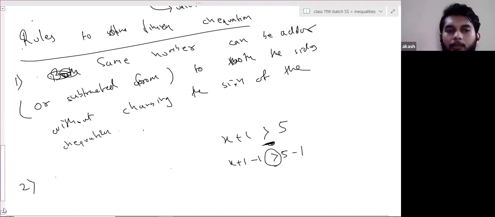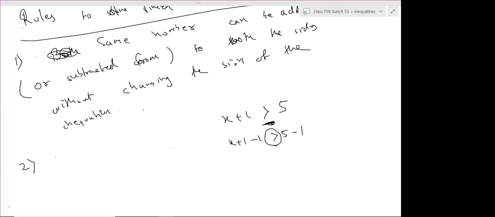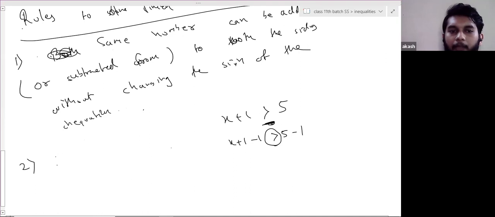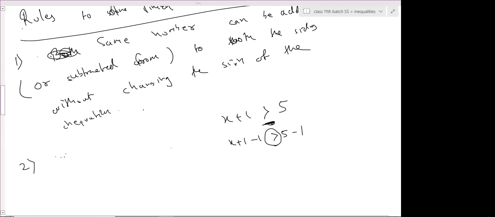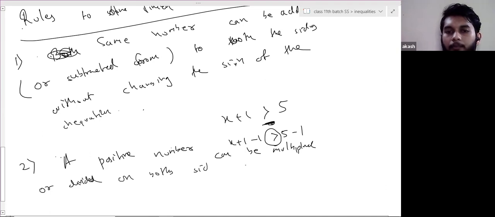All right. What is rule number 2, Iram? Same positive number can be multiplied or divided on both sides of the inequation without changing its sign. All right, absolutely right. So what did she say? A positive number can be multiplied or divided on both sides without changing its sign.